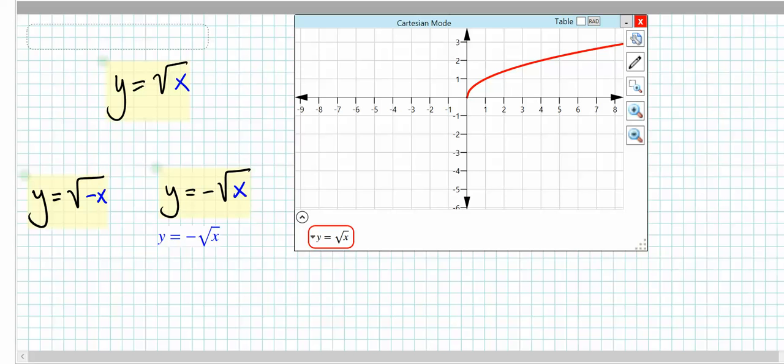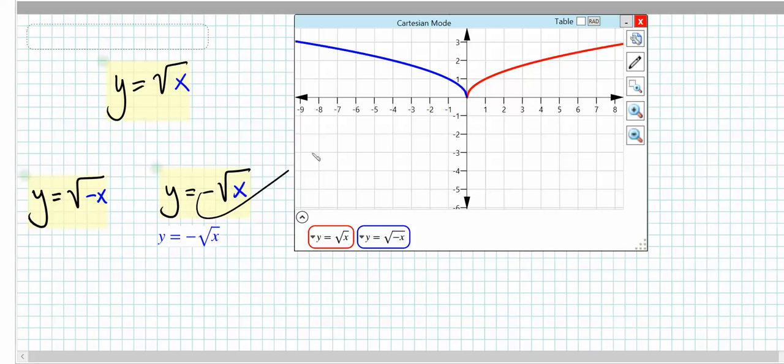Okay? So, this one, the x is on the inside. This is a reflection over the y-axis. Take a look. There it is right there. Because if I plug in a negative 3, or if I plug in a negative 4, check it out. The negative of negative 4 is 4. And the square root of that would be 2. Okay, this one over here is a reflection over the x-axis, and there it is right there.